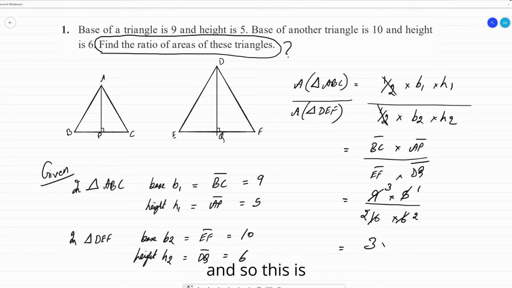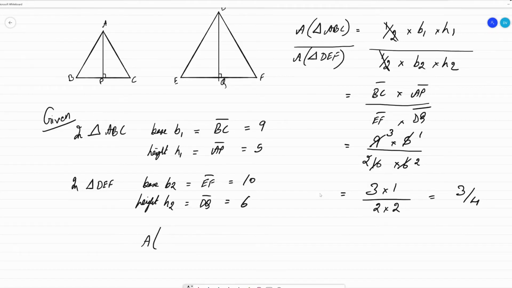So this is done. So area of triangle ABC upon area of triangle DEF is equal to 3:4. Problem solved. Now let's go and see the second problem.